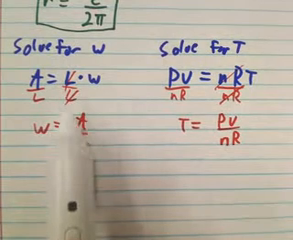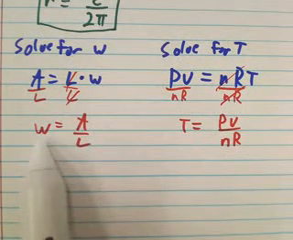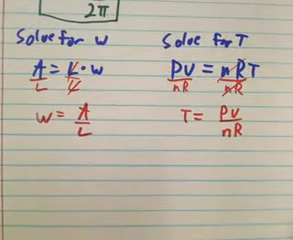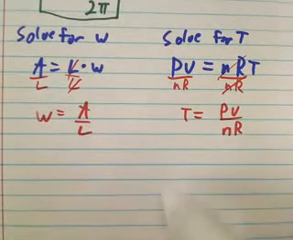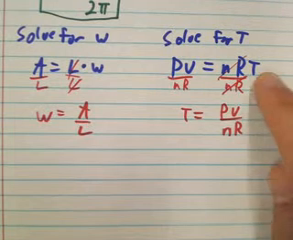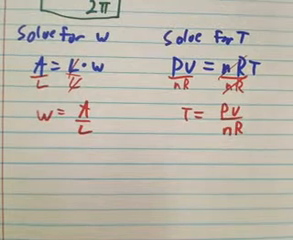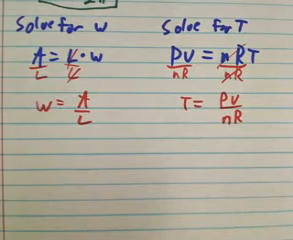To solve for W, you divide by L, so you get the width is the area divided by the length, a different re-expression of that same formula. And over here, PV equals nRT, I want to solve for T, so divide by nR on both sides, and T equals PV over nR.